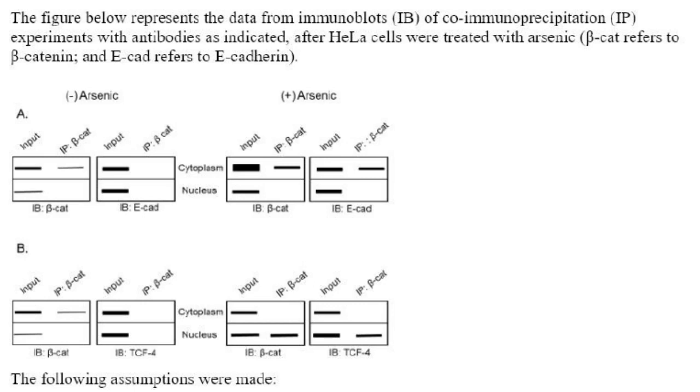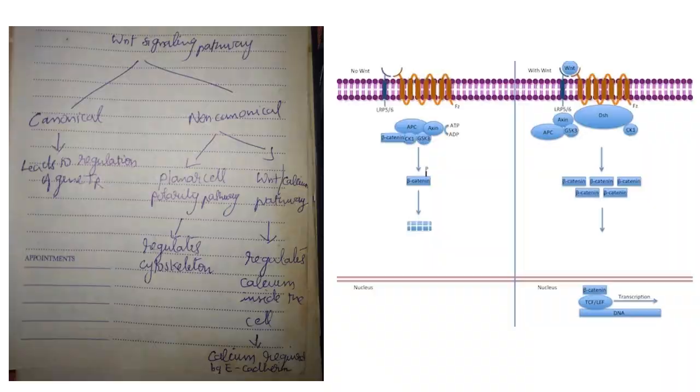The figure below represents the data from immunoblots, IB. So whatever IB, beta-catenin, IB, E-cadherin, that is all immunoblots. IB represents immunoblot. Here they have given in the question IB is immunoblot of co-immunoprecipitation, IP beta-catenin. Okay, so IP is co-immunoprecipitation experiments with antibodies as indicated after HeLa cells were treated with arsenic. B-cat refers to beta-catenin, E-cat refers to E-cadherin.